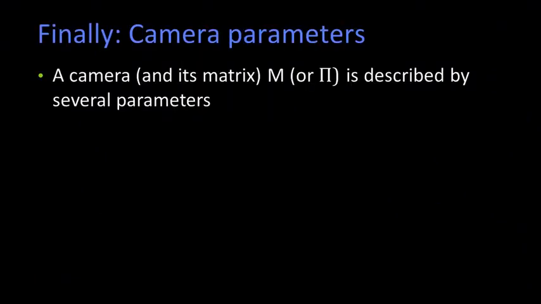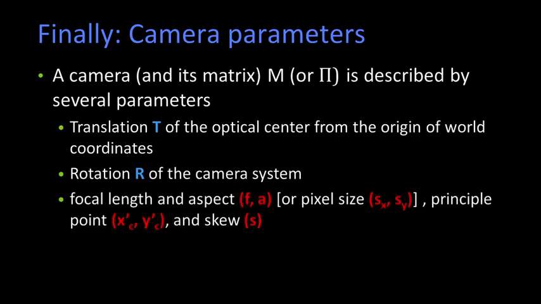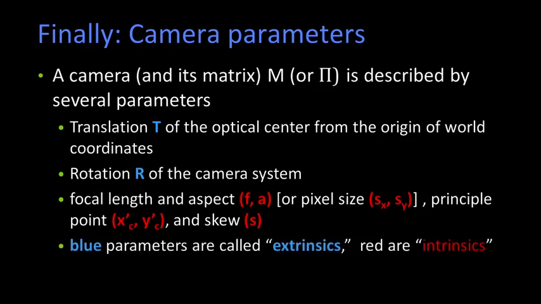So finally, we can talk about full camera parameters or the camera calibration matrix. The camera matrix, M, and sometimes it's called pi, and that's what I've written here, as we know, is described by several parameters. It's got a translation, T, of the optical center from the origin of the world. We've got a rotation, R, of the coordinate system. We've got a focal length and aspect, F and A, pixel size, SX, SY, a principal point, that's the offset, XC, YC, or CX, CY, and skew. And in this slide, the blue parameters are called the extrinsics and the red are the intrinsics.